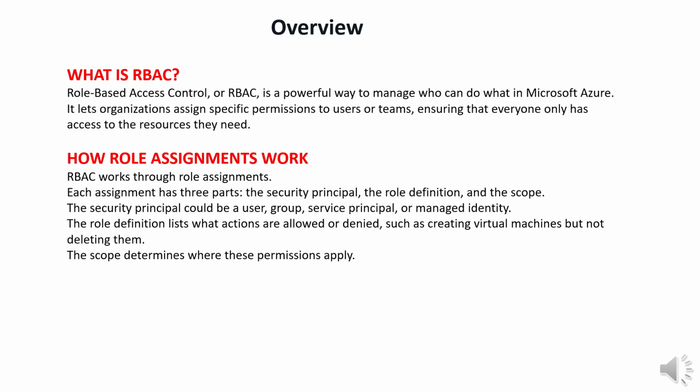Each assignment has 3 parts: the security principal, the role definition, and the scope. The security principal could be a user, group, service principal, or managed identity. The role definition lists what actions are allowed or denied, such as creating virtual machines but not deleting them. The scope determines where these permissions apply.